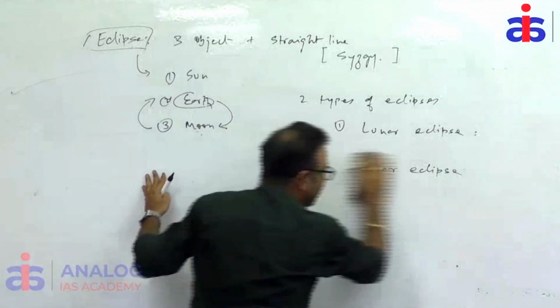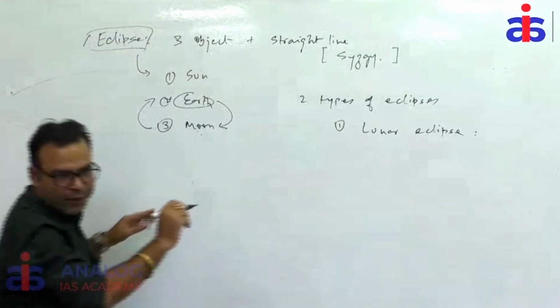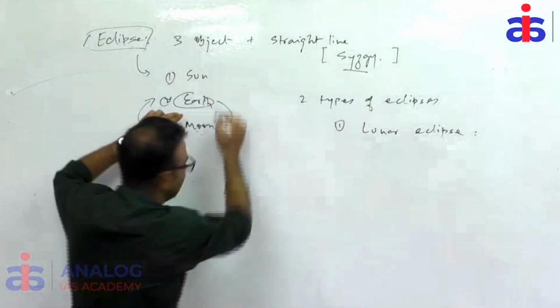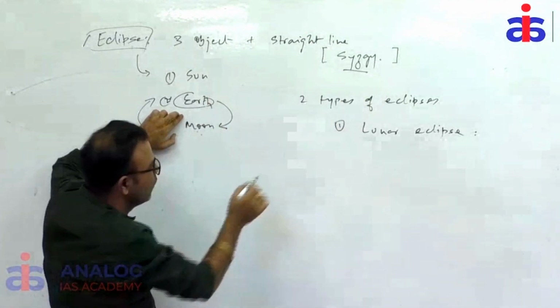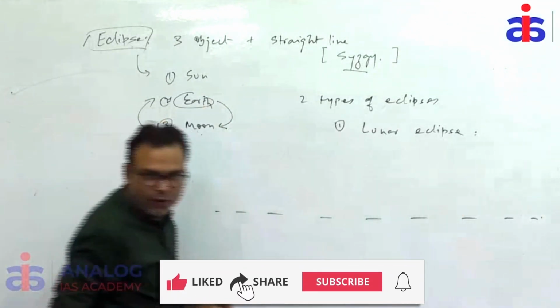First, lunar eclipse, come on. First make syzygy. So two conditions you have to make. First is syzygy, second is who lies in between whom. For a lunar eclipse, all the three objects should be in a straight line. एक तो straight line बना दिया.